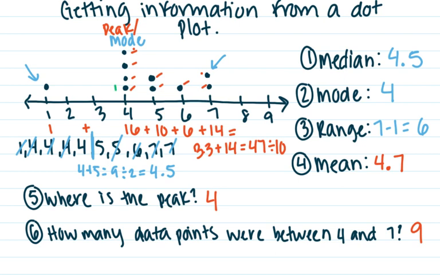They could ask you, hey, where is there a cluster? Or you could say between 4 and 7. They could ask you, is there any dots by themselves or gaps or anything? And so you could say, hey, there's actually a gap right here between 2 and 3. So they can ask you a lot of different questions about these dot plots because you have literally every single data point. So you can find the median, the mode, the range, the mean.